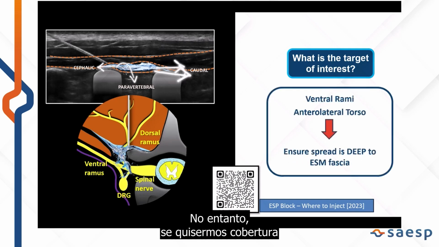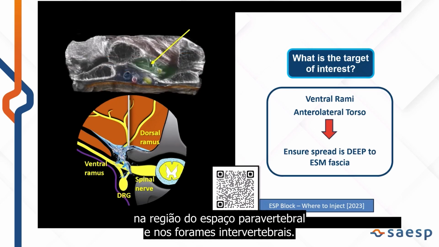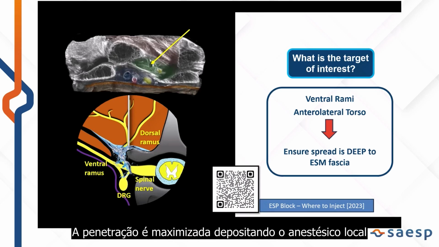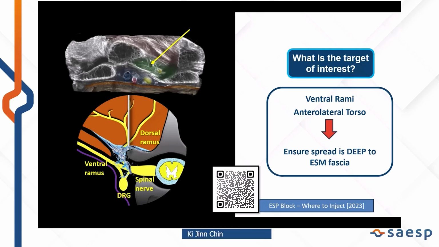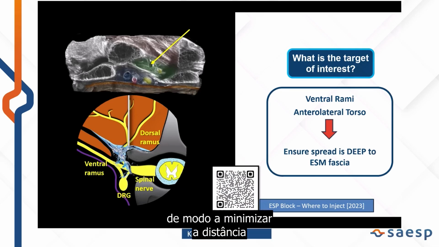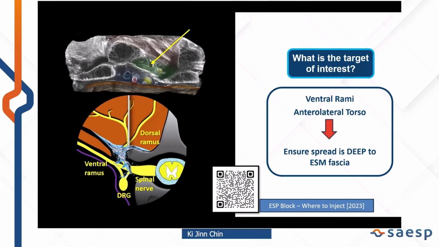If, however, we want coverage of the anterolateral torso, then we now need local anesthetic to clearly penetrate into the region of the paravertebral space and the intervertebral foramina. This penetration is maximized by depositing the local anesthetic under the deep fascia of the erector spinae muscle so that we're minimizing the distance and the barriers to spread towards those spaces.